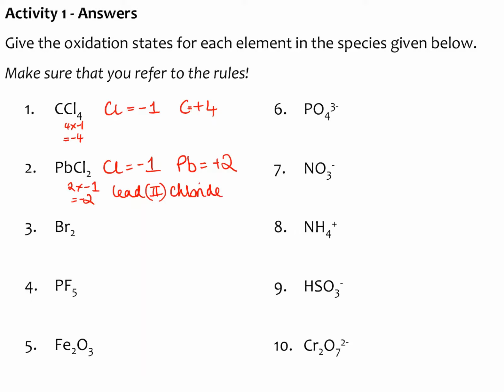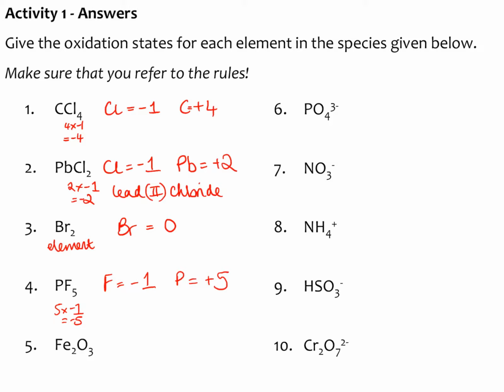For number 3, Br2, bromine's an element in this particular question, and therefore bromine's oxidation state is 0. For PF5, we need to think about our rules. There's no rule for phosphorus, but there is a rule for fluorine, and fluorine is always -1, absolutely no exceptions. There are 5 fluorines in this compound, so 5 times -1, fluorine contributes a -5 charge overall, and therefore phosphorus must be +5 for the 5 negative fluorines to be cancelled out and be a 0 compound overall.